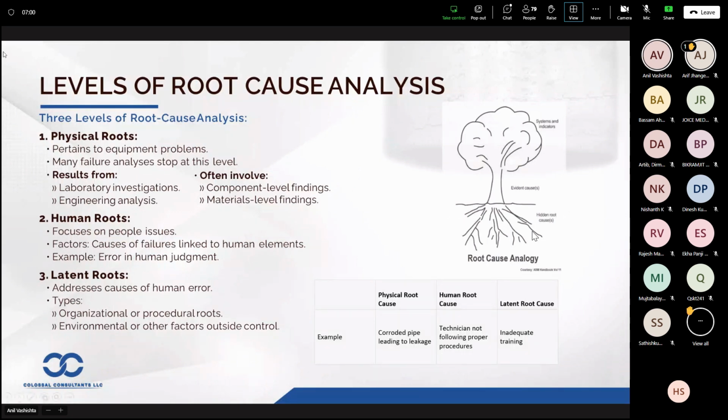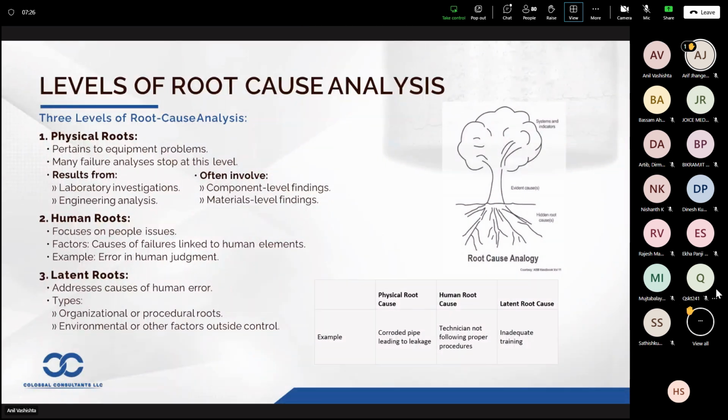So this is pertaining to the equipment. Then the human root cause is the technician not wearing proper PPE and not following the proper procedures. So it's a procedure issue. And the final is the latent root cause, which is inadequate training. The corrosion engineer was not trained properly to perform that operation.